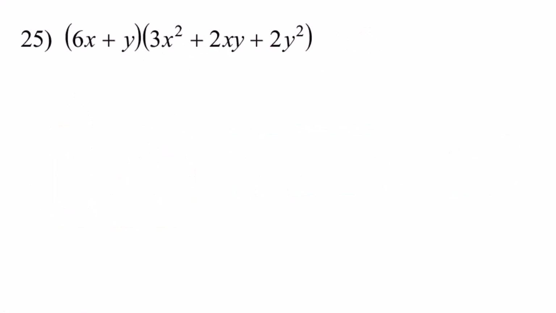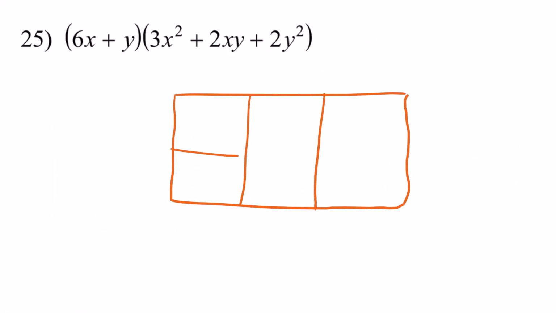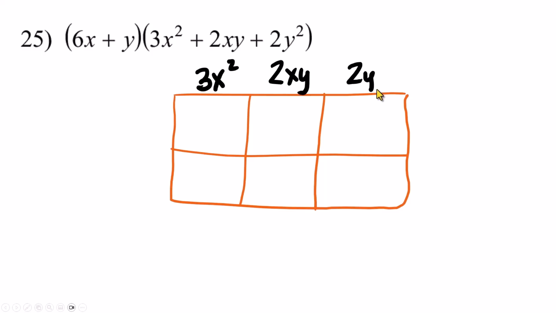Okay, this one looks tricky. Here's how you'll set up your boxes to do it. You have 2 boxes by 3 boxes because this is 2 terms being multiplied times 3 terms. So just fill in all the stuff. This 3x squared goes here. This will be the 2xy, and this will be the 2y squared. 6x here, y there. And now you just do what we've been doing.